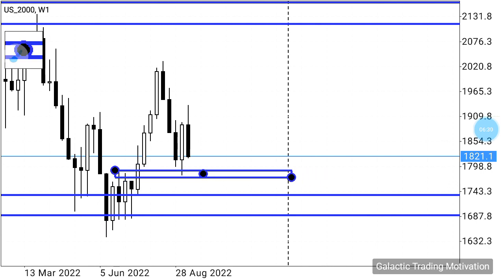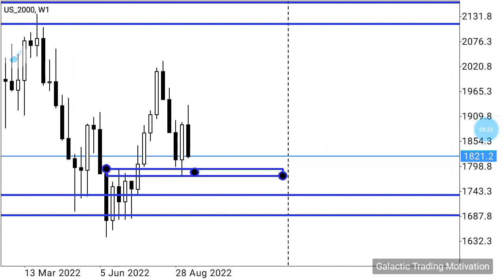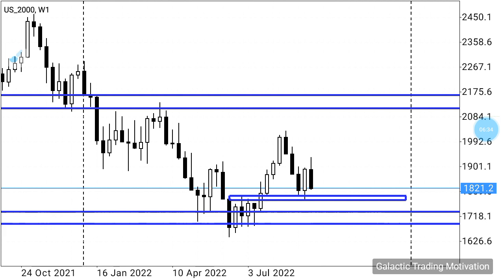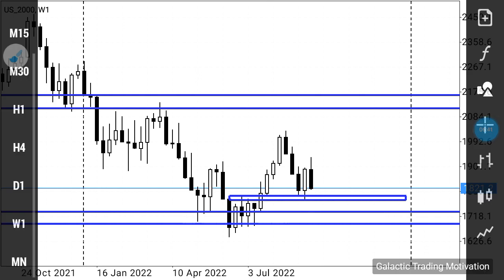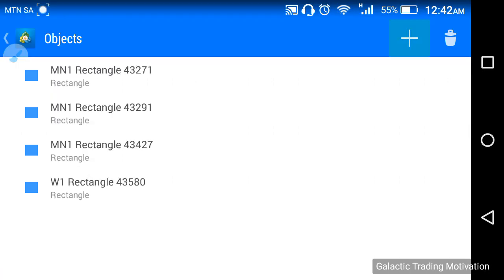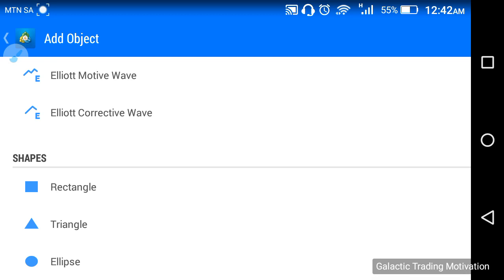There we go. The next thing that I'm going to do is also utilize the Fibonacci retracement tool just to see if that neckline aligns with any of the key numbers that we have on the tool. Let's have a look.